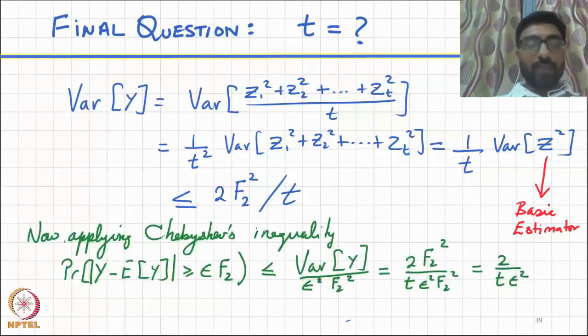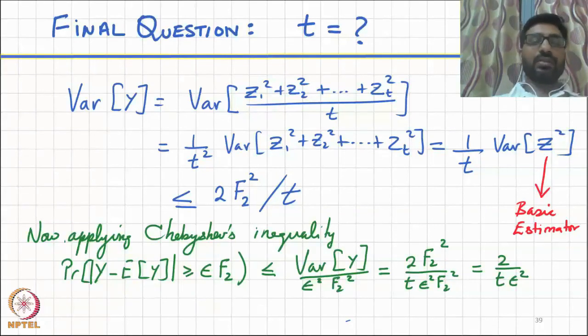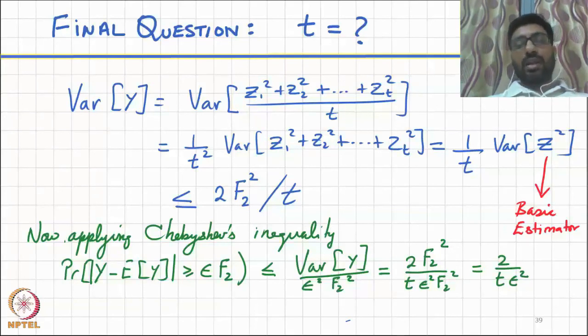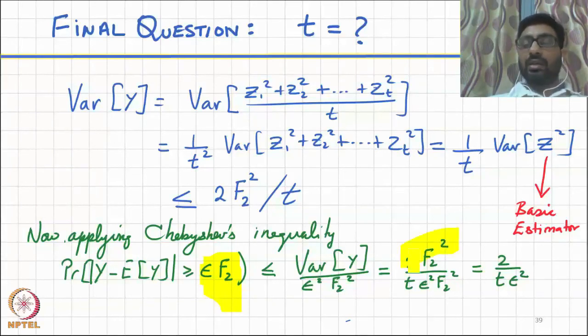We're now ready to apply Chebyshev's inequality. So let's apply Chebyshev's inequality. What is the probability that y minus the expectation of y is greater than an epsilon fraction of f2? Remember, expectation of y is just f2. So really what we are asking is what is the probability that y deviates from f2 by more than epsilon times f2? And a direct application of Chebyshev's inequality is going to say that it's at most variance of y divided by epsilon f2 squared, and applying the fact that variance of y is at most 2 f2 squared by t, we get this expression over here.